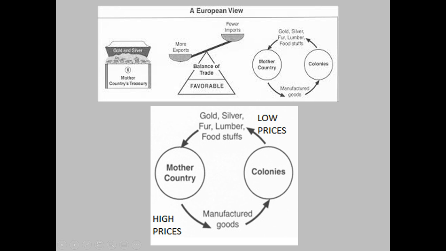Don't buy that much, but sell as much as you can. That's going to result in a surplus of cash. Now, these two over here are the same idea we talked about before: raw goods coming from the colonies, gold, silver, fur, lumber, to the mother country. They manufacture them and send them back at higher prices.